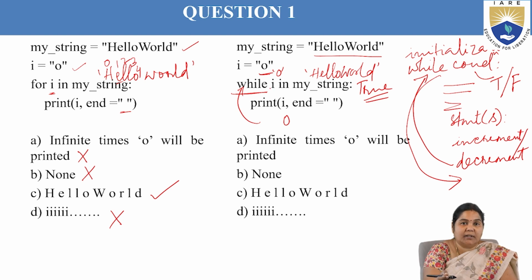I is always O only. You have initialized I with O and you are not changing the value of I. So every time the value of I is O only, the character O. So second time again, I is in my string. Yes, I is in my string.